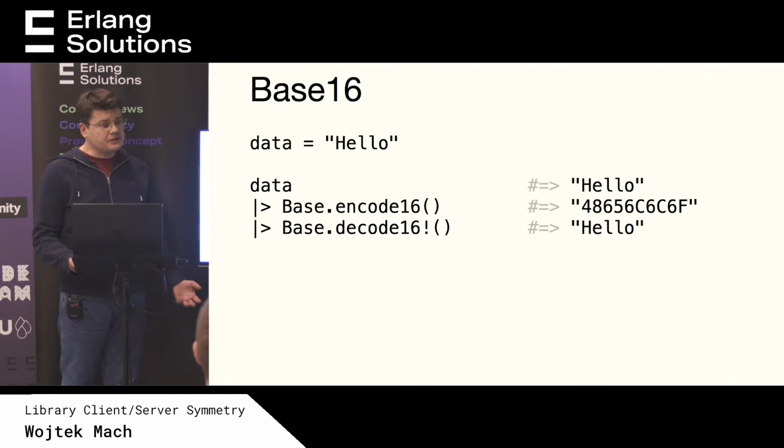So here is base 16, and we have functions in the Elixir standard library to encode and decode that. Pretty simple. We have the string hello. We can encode it, and then decode it. I would say that the Elixir pipe operator really emphasizes the idea. We encode, decode, and get the thing that we started with.